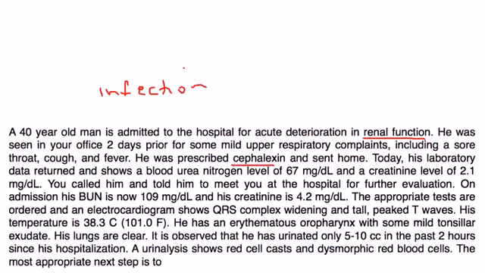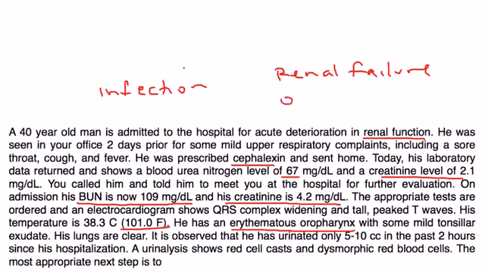Today his lab data returned and showed blood urea nitrogen level of 67 and creatinine of 2.1. You call him and told him to meet you at the hospital for further evaluation. On admission, his BUN is now 109 and creatinine has jumped up to 4.2, so he's obviously in some sort of renal failure. Appropriate tests are ordered. EKG shows QRS complex widening and tall peak T waves. His temperature is 101. Erythematous oropharynx. Some mild tonsillar exudate. Lungs are clear. Observed that he has urinated only 5 to 10 cc's in the past 2 hours. So he's got some oliguria.